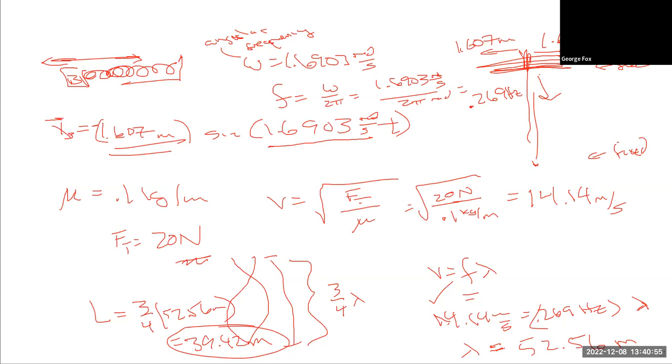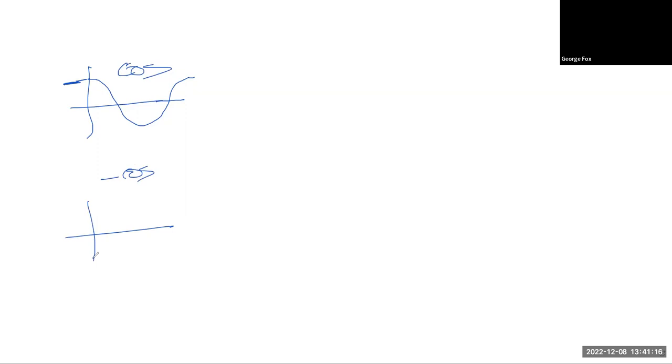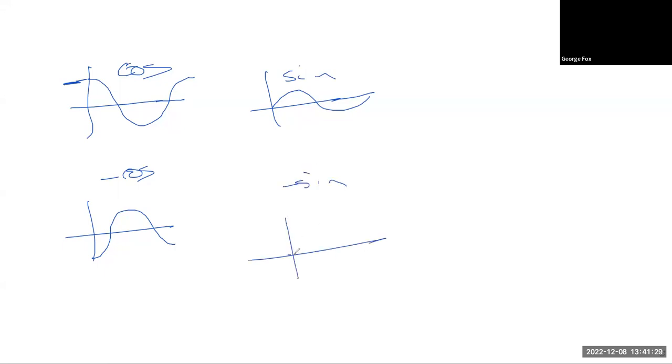All right. I'm going to get rid of all this stuff. So a cosine curve starts at 1 and then goes like that. So it starts at the maximum value. So that would be cosine. Negative cosine starts at the lowest value and goes. Sine starts at 0, so it's sine, and then negative sine goes like that.